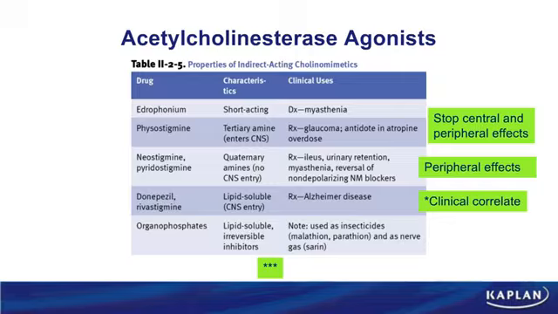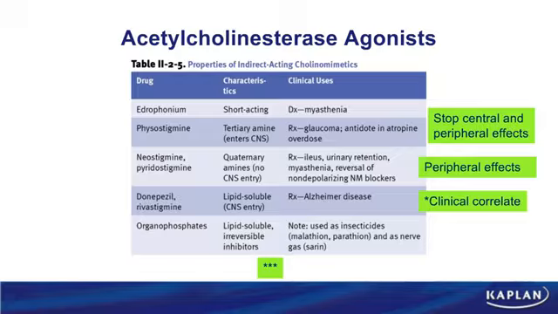Finally, we've got organophosphates. Now, this is a very special group of drugs, and here's what you should note. These drugs are irreversible inhibitors. You see, all other acetylcholinesterase inhibitors in this table, they're reversible. They're less dangerous compared to these irreversible organophosphates. It's the irreversibility of this drug that means we perhaps need to consider multiple antidotes for a patient who's been exposed to this type of drug.